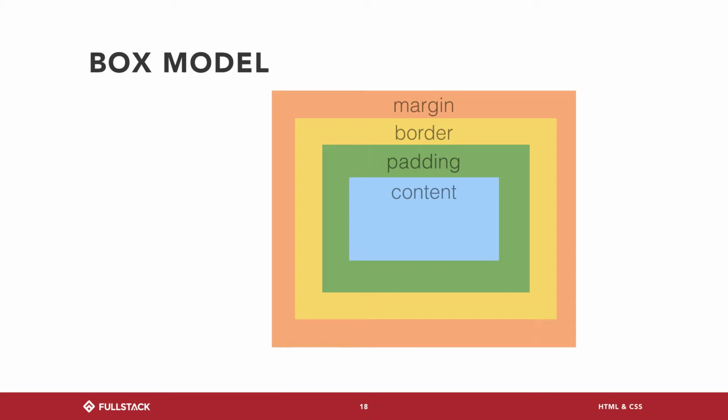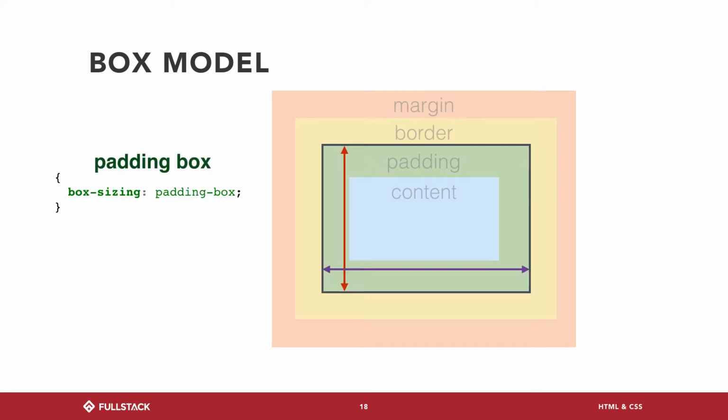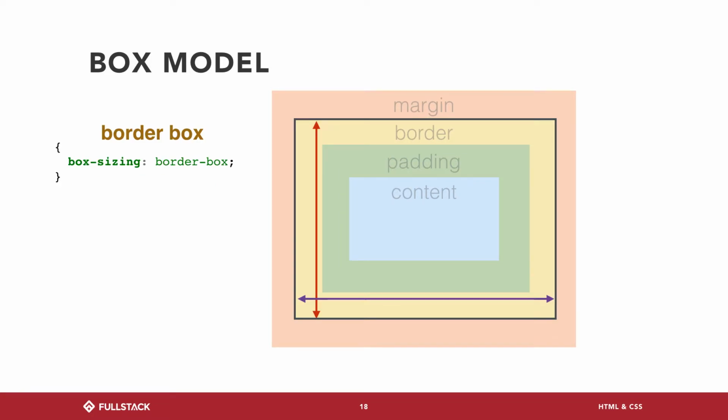So we can tell CSS which one of these boxes we want to specify the size of. By default, we're specifying the size of the content box. If I say something is width 20 pixels, I'm saying the content of this will be 20 pixels, and then padding, border, and margin add to that. If I say that it's padding box, then I'm specifying the size of the padding box. And if I'm saying border box, then I'm specifying the size of the border box, so to the outside of the border.